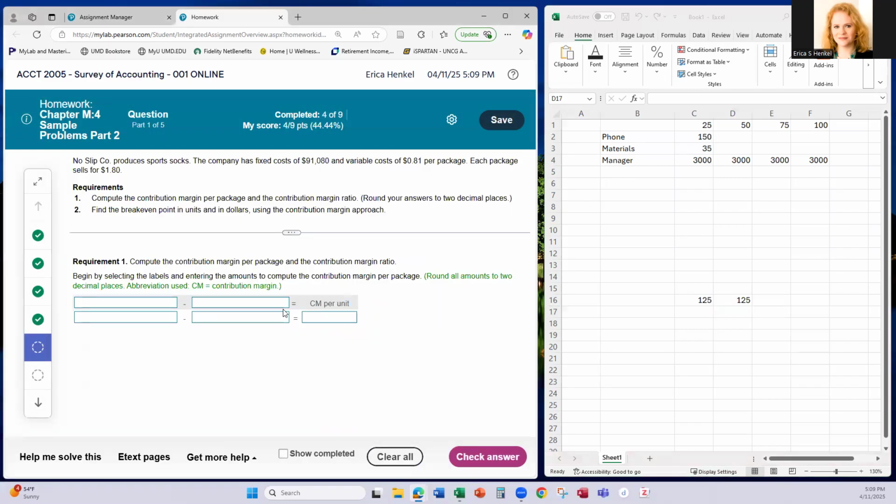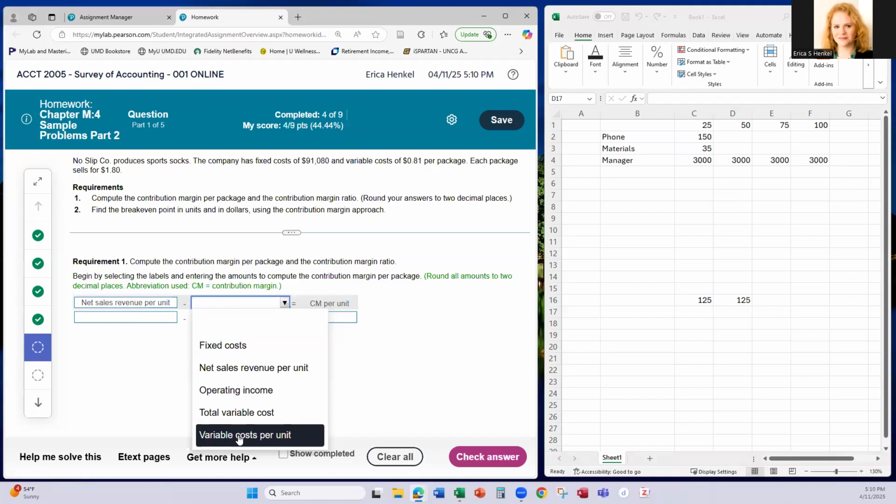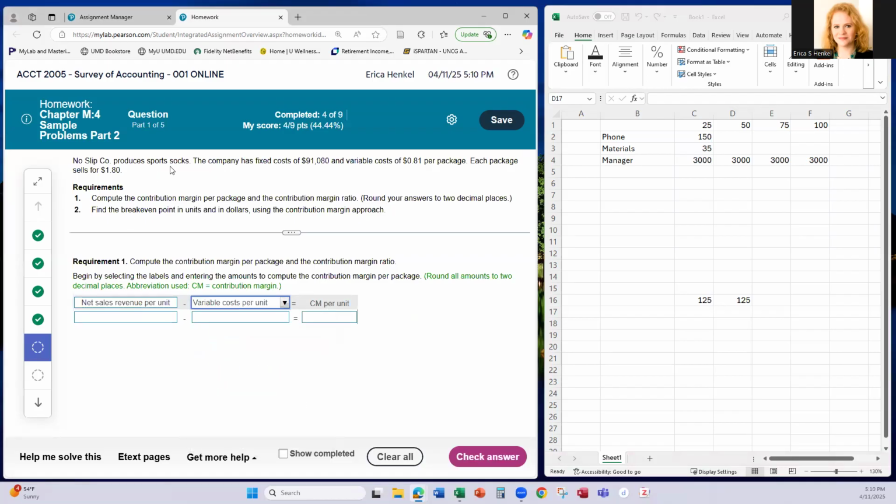All right. Next problem we have here is a contribution margin per unit. Oh, all right. Well, this should be easy enough. So contribution margin per unit is calculated by taking your net sales per unit minus your variable cost per unit. We've got a company that makes socks with fixed costs, which we don't care about because they're not part of our contribution margin. Contribution margin is just the sales and the variable costs. Variable costs are 81 cents per package, and each package sells for $1.80.